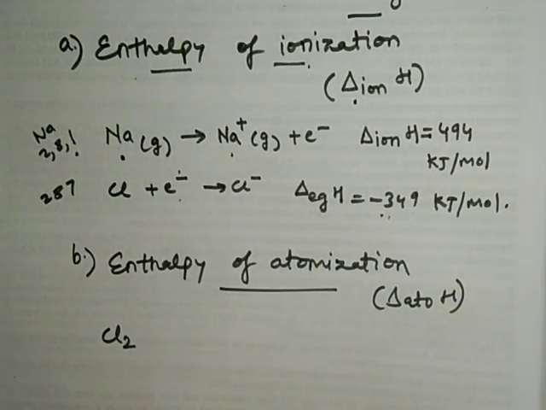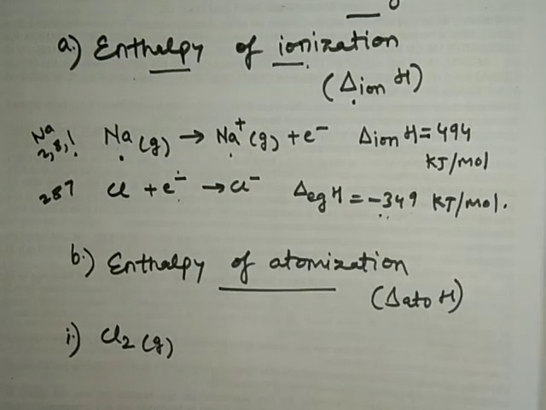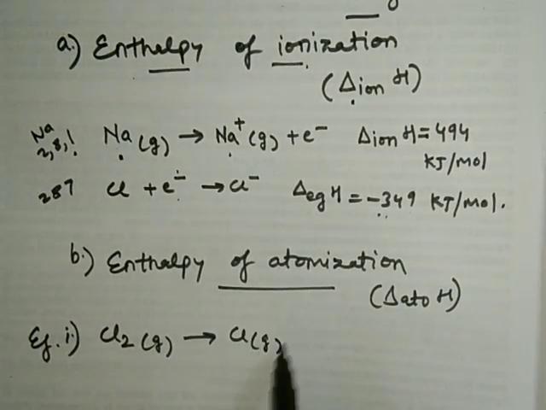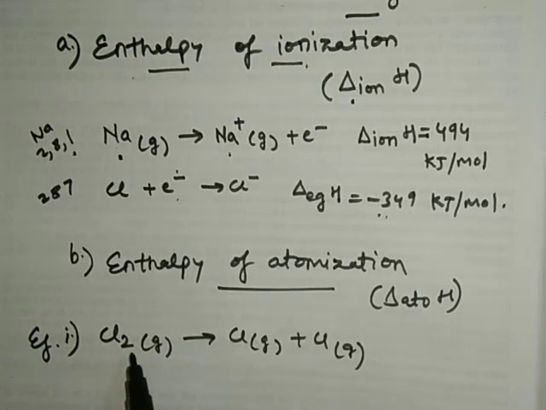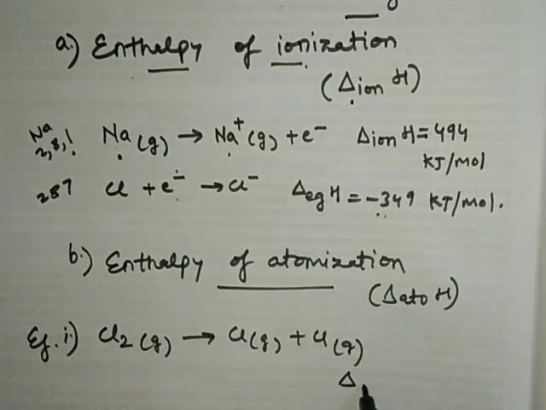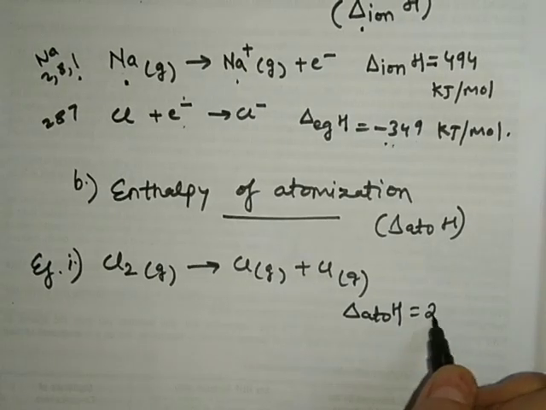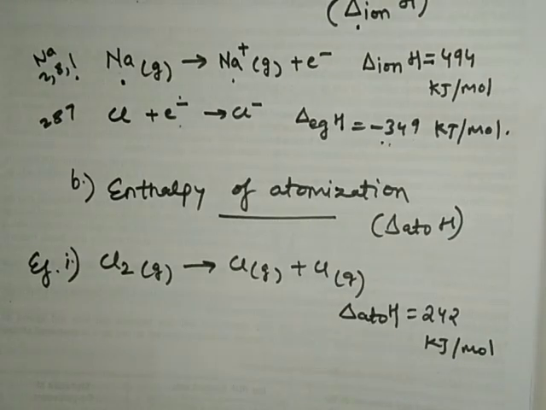If you are having a chlorine molecule, in the gaseous phase you have to take, and if it breaks into two chlorine atoms, the process is called atomization. And to break the bond between two chlorine atoms, energy will be required. So delta H for the process is going to be a positive value. How much is this value? It is 242 kilojoules per mole. The value is positive.